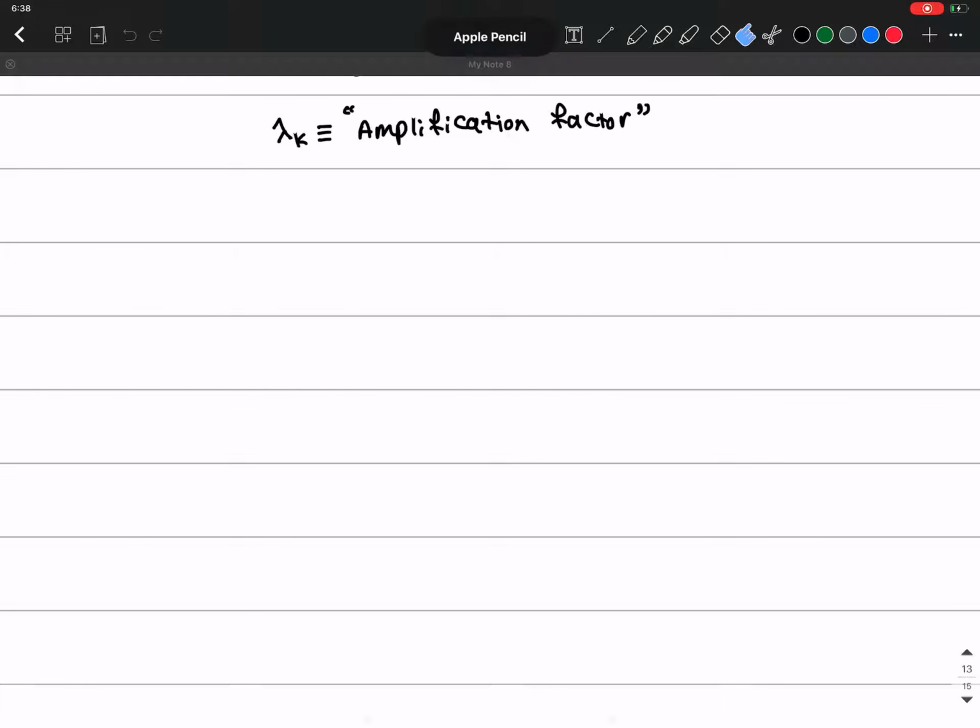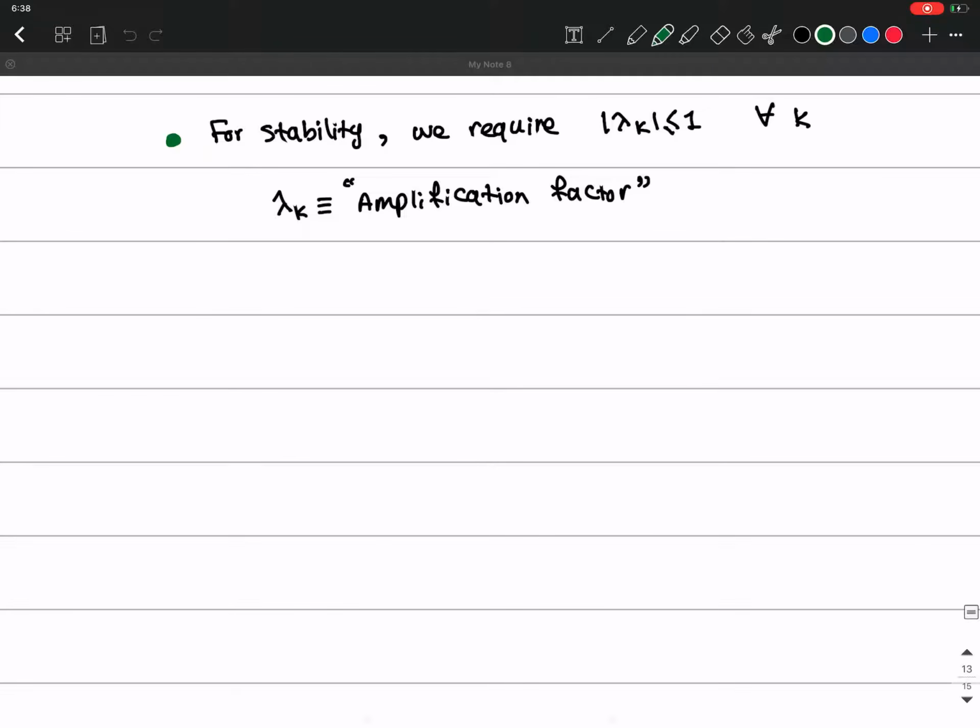Hello everyone. Today I'm going to solve one example of this Fourier analysis of stability, and then we will look at stability versus accuracy. And I'm going to solve one example of that as well. So let's get started. Example.